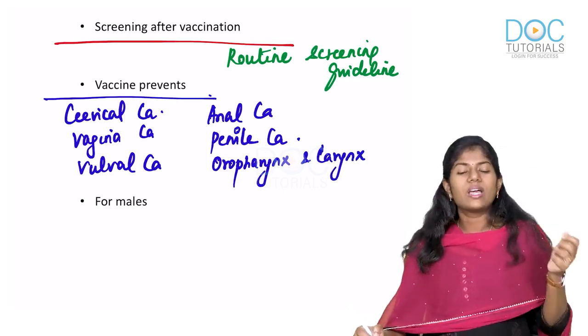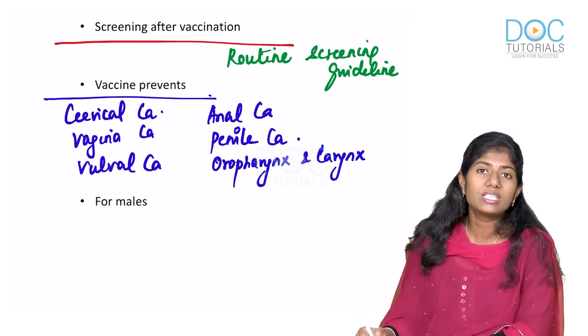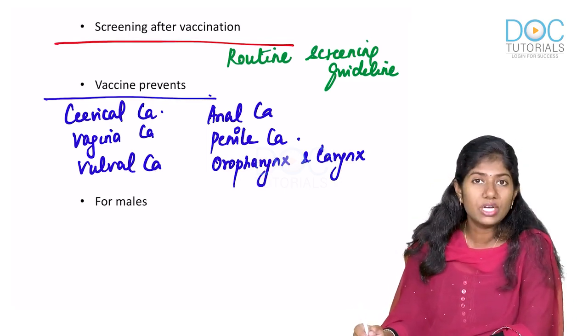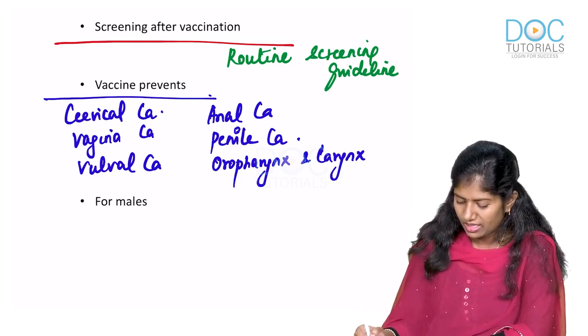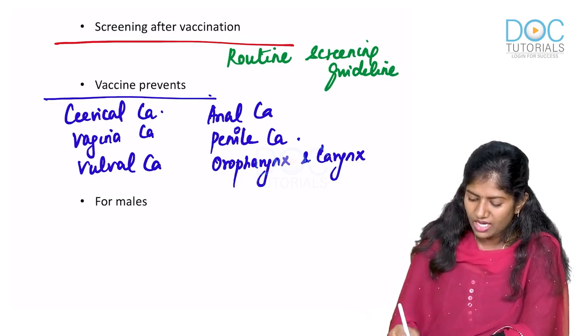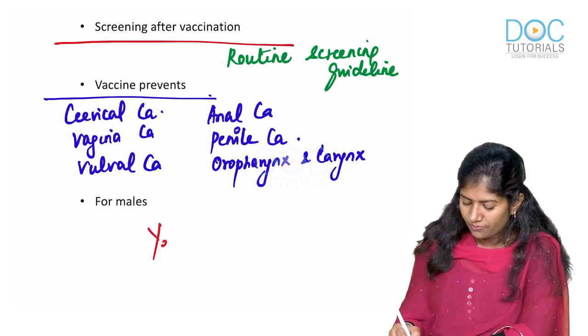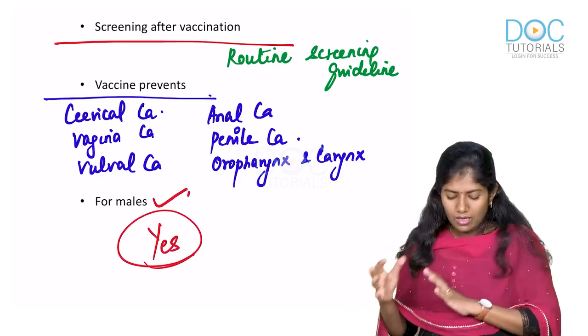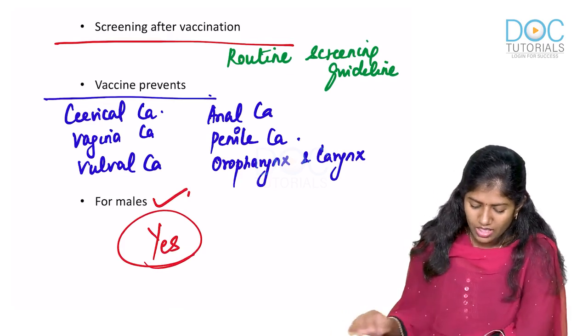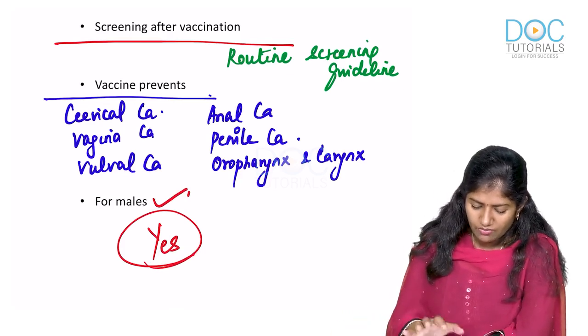Okay, this vaccine can protect against cervical cancer, vaginal cancer, vulval cancer, anal cancer, penile cancer and oropharyngeal cancer, and this vaccine can also be given for males. It is approved for use in males too. Okay, so these are the points about the vaccine.